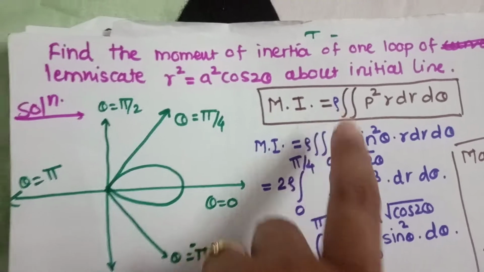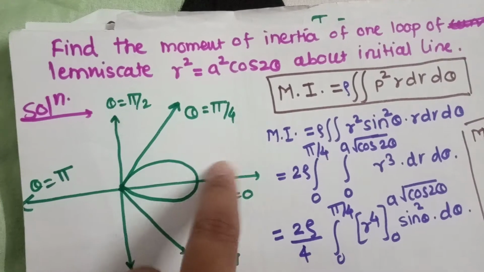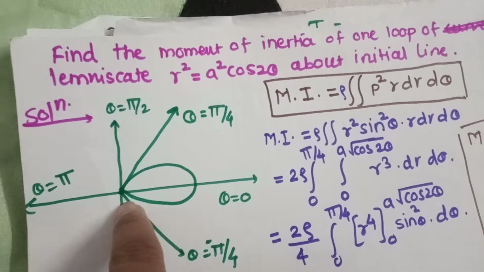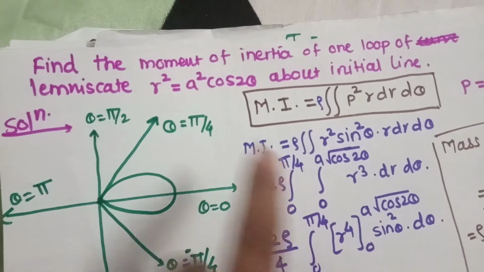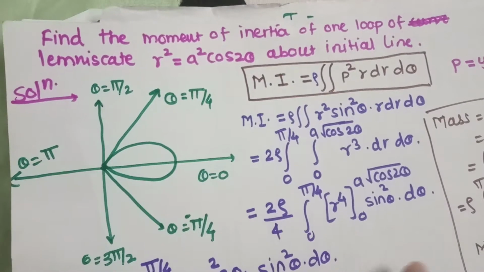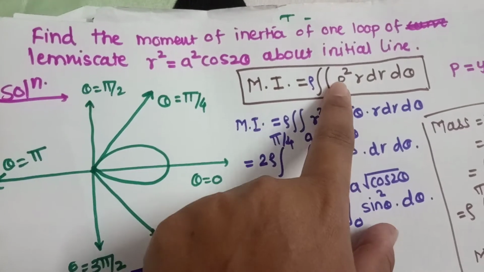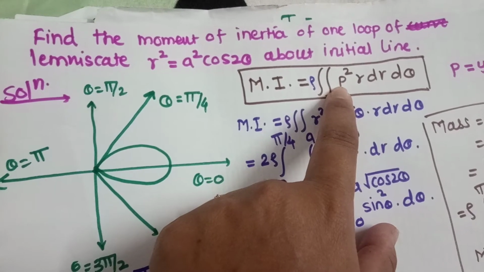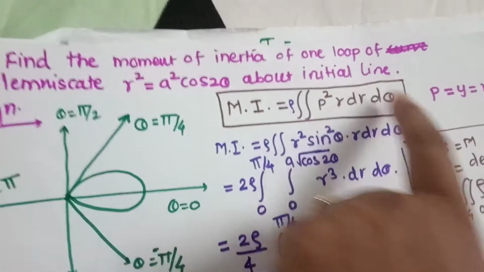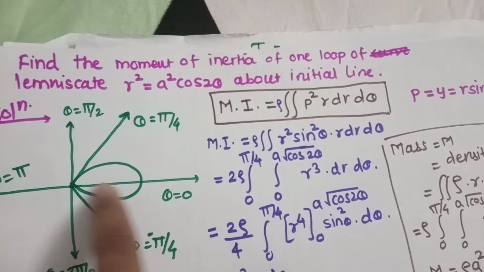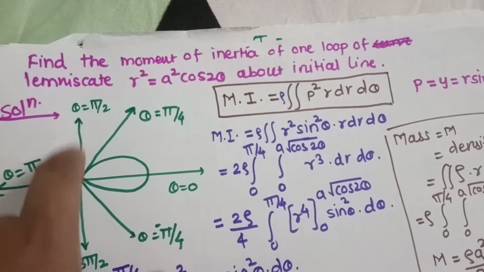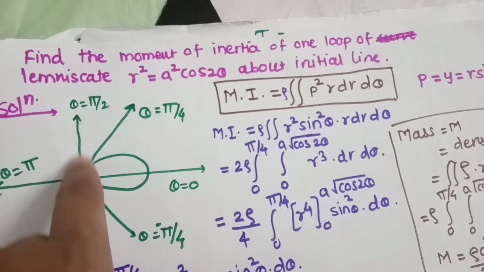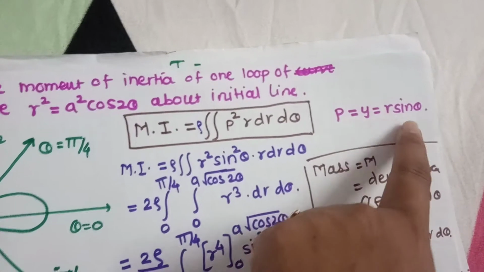Okay, so here we have to find the moment of inertia of this loop, and we know that this loop lies between theta equal to minus pi by 4 and pi by 4. Now put the value of p. Here p is nothing but the perpendicular distance to this initial line. So suppose this is your x-axis, and this is the y-axis. So the value of p is nothing but y. So p equals y equals r sine theta.